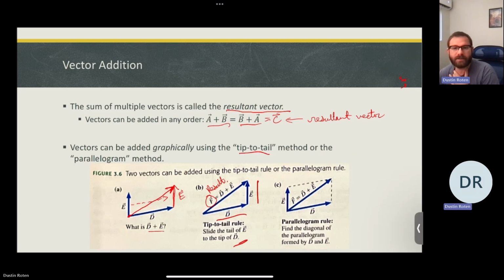There's another way you can do it. It's called the parallelogram rule, and that's essentially where you complete the parallelogram. So you'll see the dotted lines here and here. When you complete that parallelogram, wherever you complete it at, that's going to be where your resultant vector points. But for me, the parallelogram is a little hard to see, so I like to use the tip to tail method when I'm adding graphically.